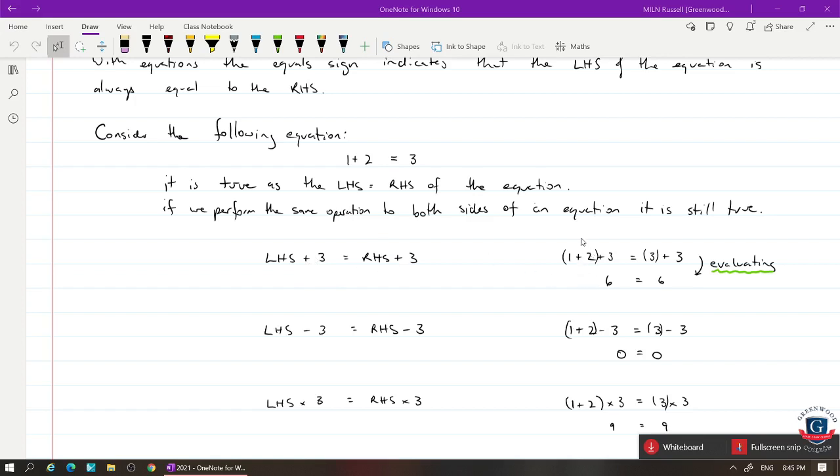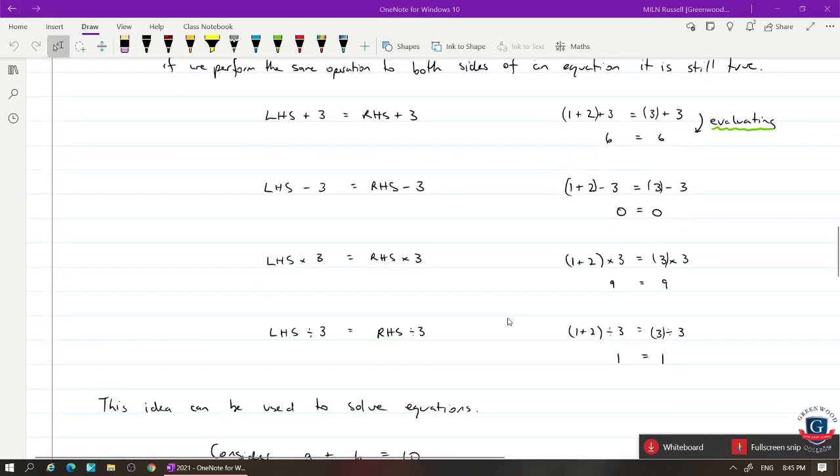Well, let's check. 1 plus 2 plus another 3 is equal to, so that's the 1 plus 2 there, that's the 1 plus 2 there, and we just added 3 to it. Then we took the right-hand side of the equation and we added 3 to that. Are the equations still equal? Well, 1 plus 2 plus 3 gives me 6, and 3 plus 3 equals 6, and 6 still equals 6. The statement is still true. So if we add the same number to both sides of an equation, the equation will stay true.